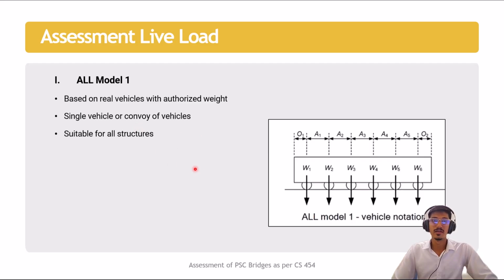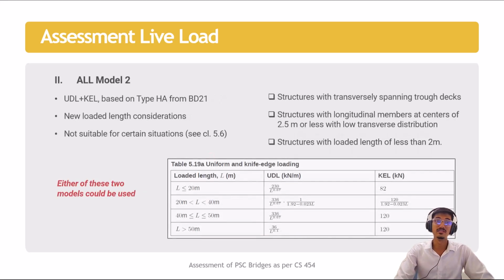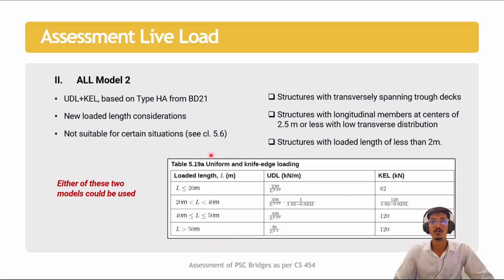This is based on the real vehicle with authorized weights. And it is a single vehicle or a convoy of vehicles, and it is usually suitable for all the kind of structures. So all model 1 is basically the primary live load model used for load rating. From an assessment point of view, this is suitable for all kind of PSC bridges, and it lies upon the engineer to decide which load model to go with.